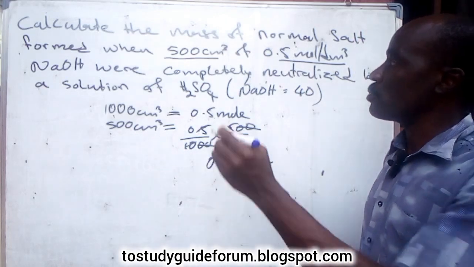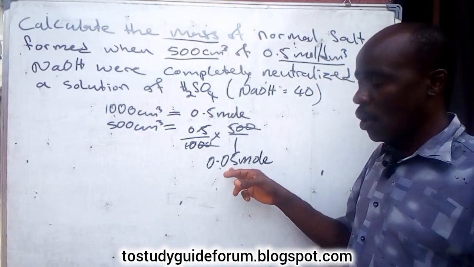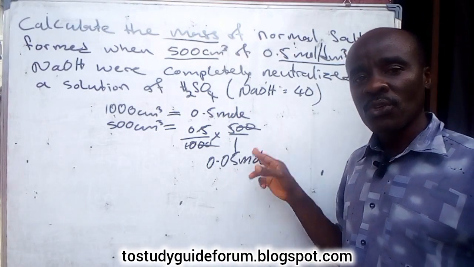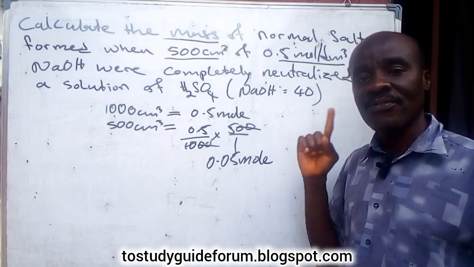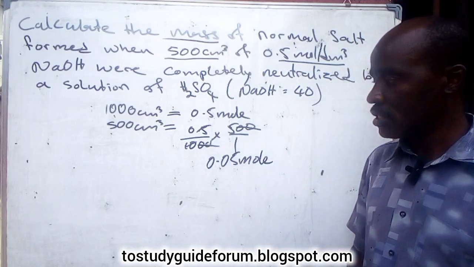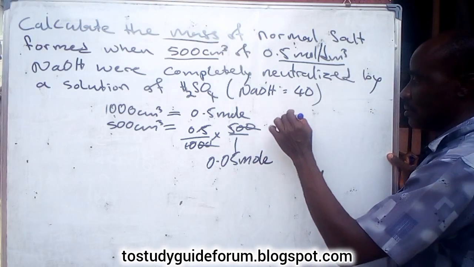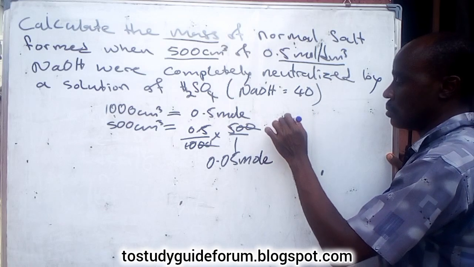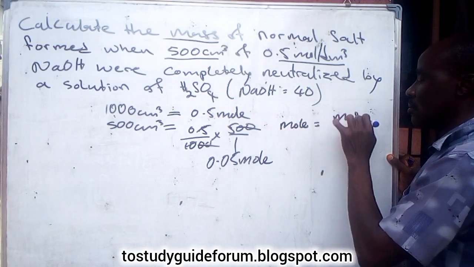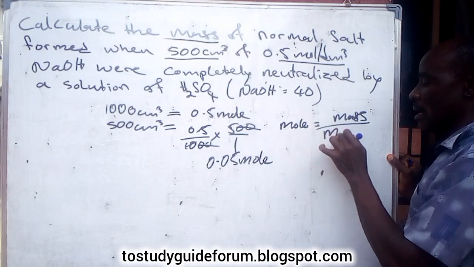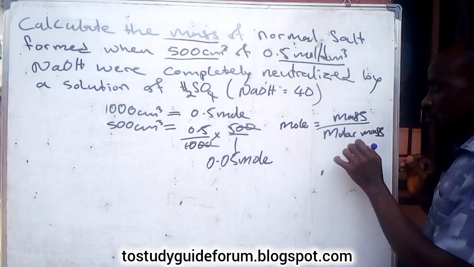Now note, they say that we should calculate the mass. To get this mass, we need to know the mass of sodium hydroxide that is inside this 0.05 moles. So how do we do this? We know that mole is equal to mass over what? Molar mass.